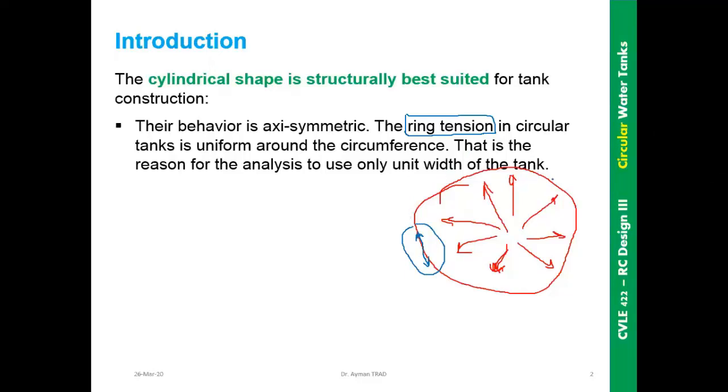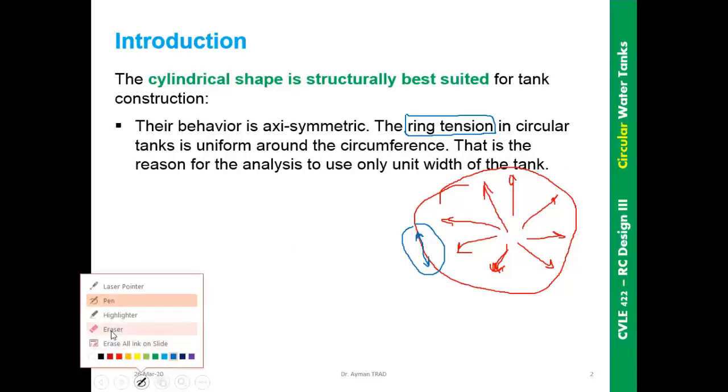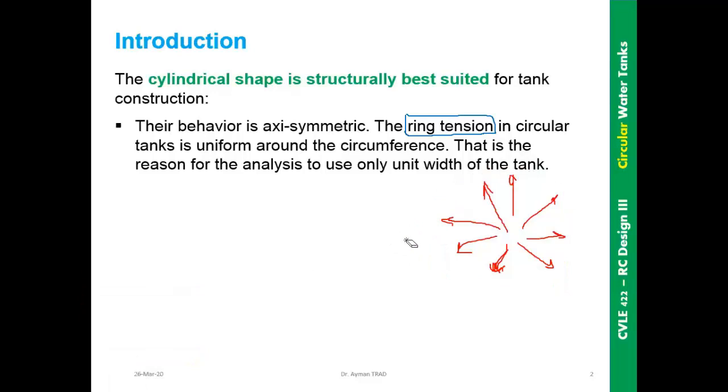The advantage again of having this circular shape is that we don't have any corner, so we don't have any concentration of stress in a specific location, like the corners of the rectangular tanks. We don't have the generation of the negative moments at the corners, and then we'll have lesser amount of reinforcement and lesser amount of material in general. So from a quantity of material point of view, we can say that the circular tanks will be more economical.